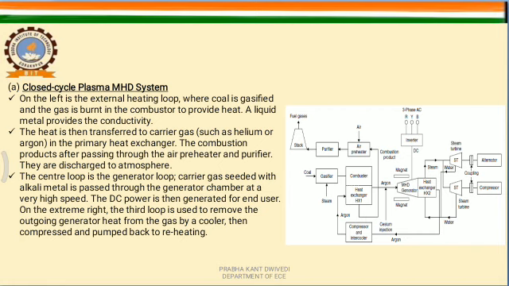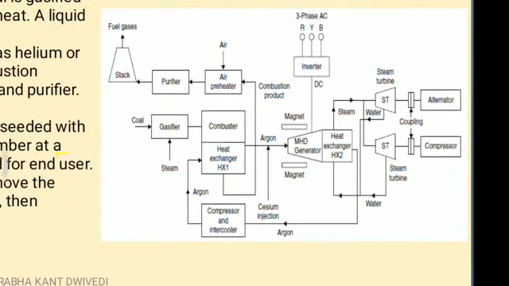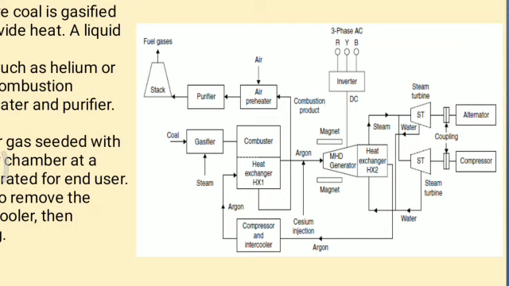The second one is the closed cycle plasma MHD system. If we look into the block diagram, we will see this system consists of three major loops. The very first loop, on the leftmost side, is used to exhaust the gases into the environment.